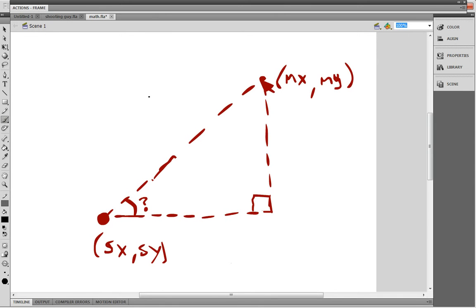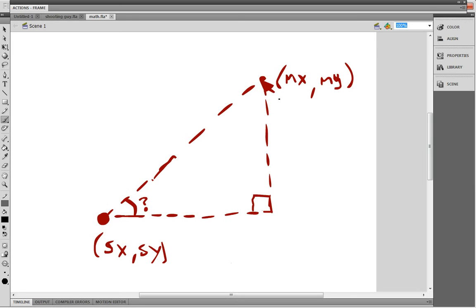Okay, so for now we have to find the length of. Just a second. I have no more power in my tablet, so I will use my mouse.